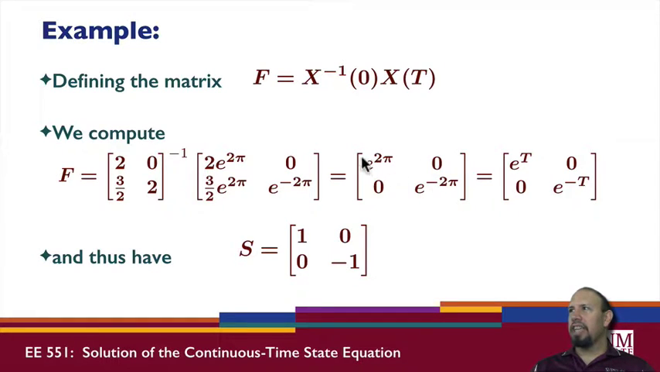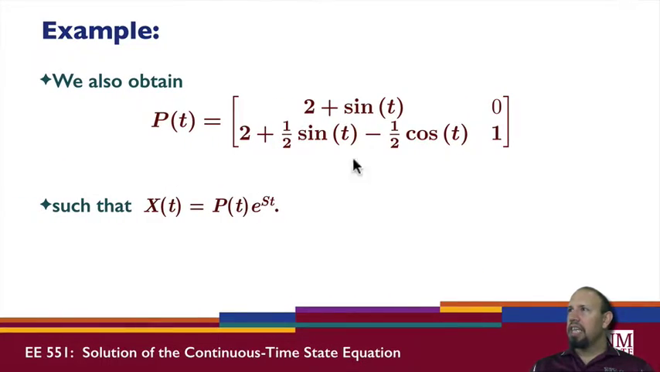So in this case, it actually happens to diagonalize. And 2 pi is the period, so we actually have this. And so this S can be written this way. We can go through and show that P of t is given by this expression, and X of t then is P of t e to the st. So this is an example that we can show using Floquet theory.